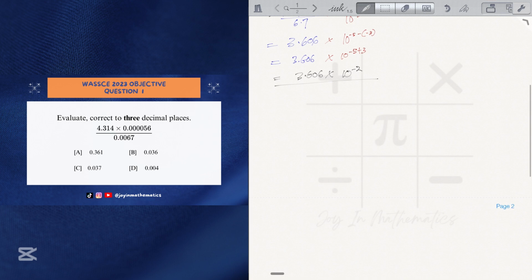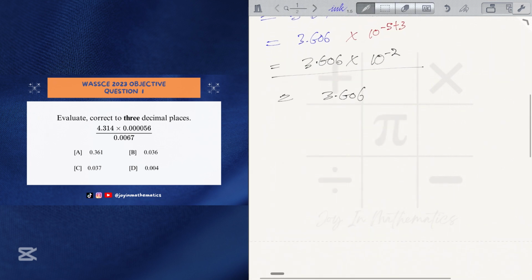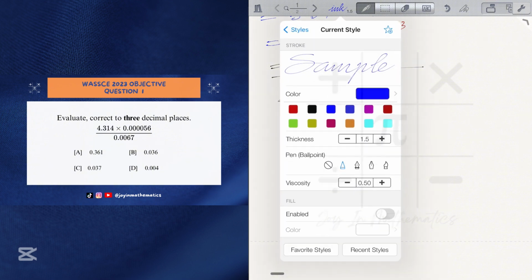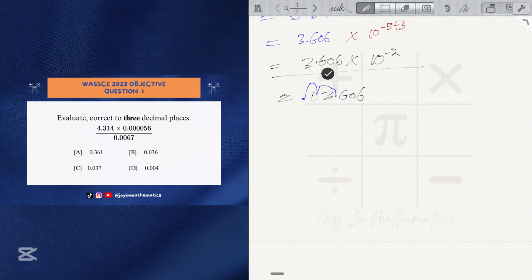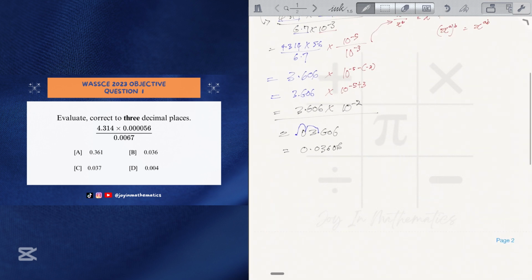So this will result in, we want to move 3.606, okay, we want to move the decimal place backwards by 2 places. So we have 1, 2. So now this is the new decimal place, and we'll have the introduction of 0 here. So this will result in 0.03606.